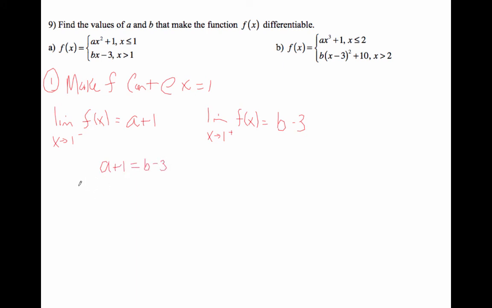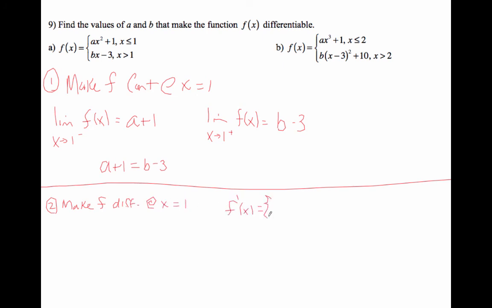You might be thinking, okay, I don't have enough information to figure out a and b, and that would be true. So what we have to do next is consider differentiability. We've got to make f differentiable as well at x equals 1. So let's look at the derivative of the piecewise function we were given. For the top piece, the less than 1 piece, our derivative is 2ax. For the bottom piece, the derivative is b.